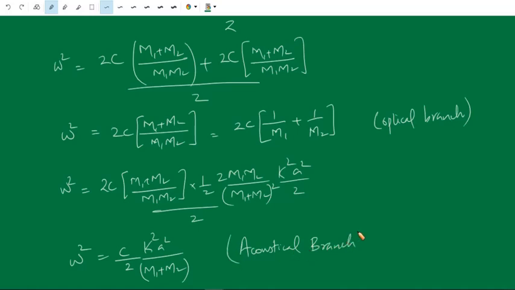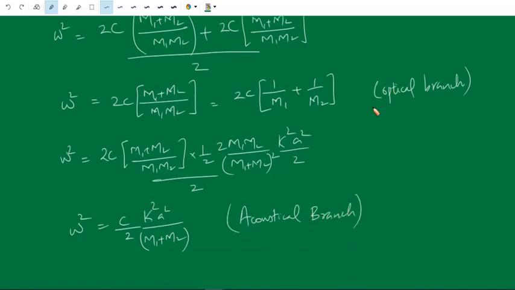Okay, so this is the acoustical model. We will be discussing this nomenclature later. For now, this omega square we have when k is very small is either 2c(1/m1 + 1/m2) or (c/2)k²a²/(m1 + m2). So these are two different modes.